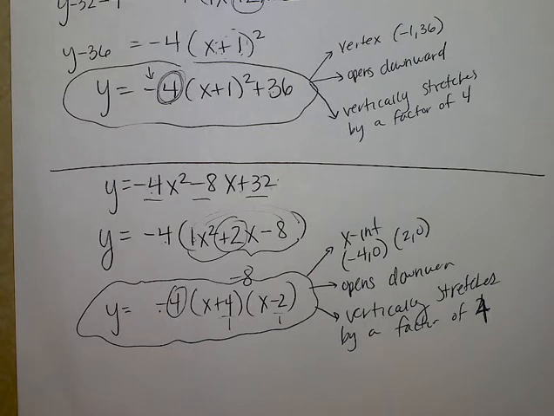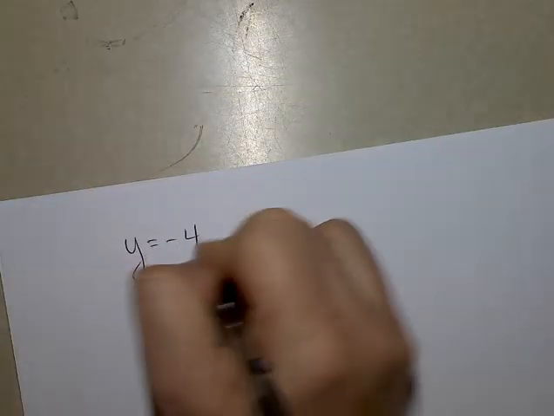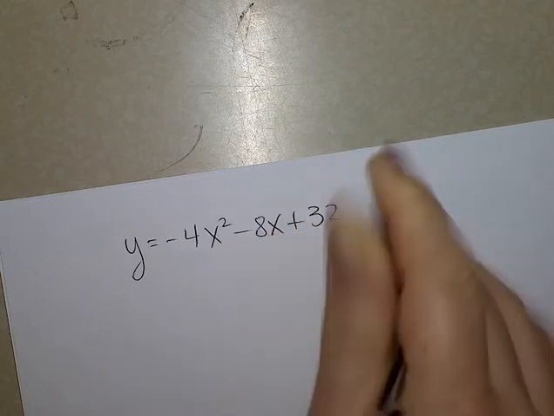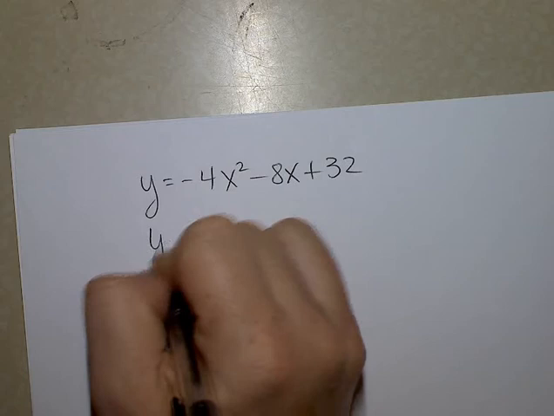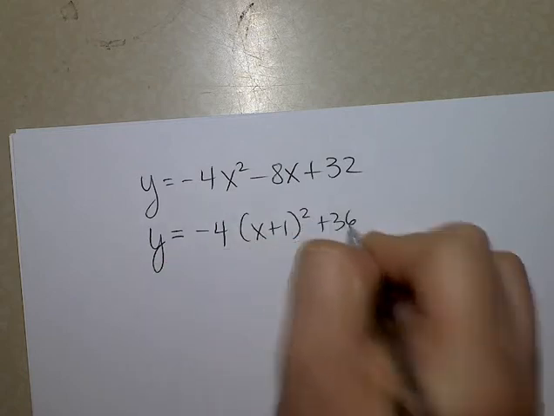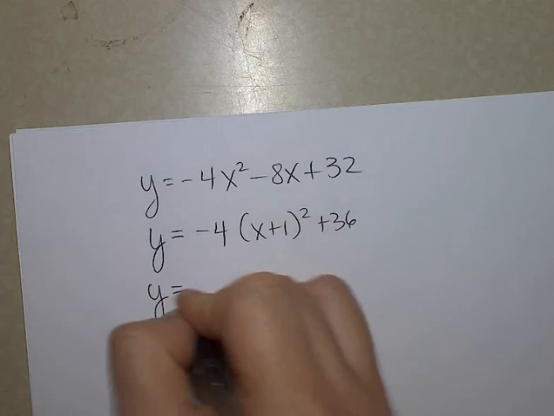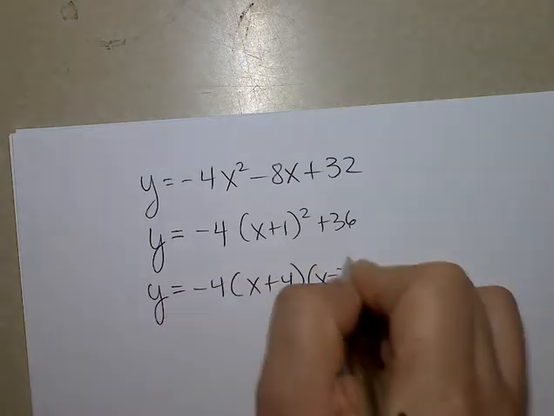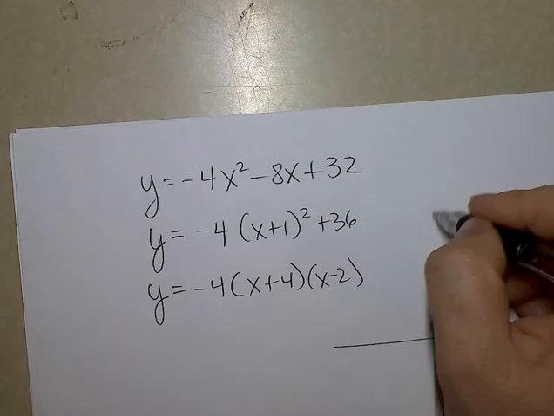Okay, on the next page we are going to do a very simple graph. So I'm going to write down the original problem. This is in standard form. This is the same equation in vertex form. And again, the same equation in factored or intercept form. So a very simple graph here.